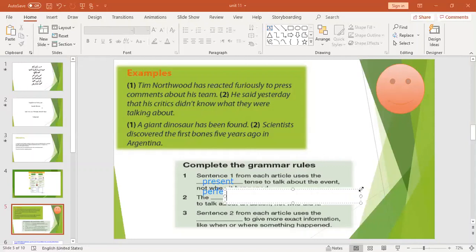If we move to the second rule, the passive form of the verb is used to talk about the action and not who did it. If we look at the second example, we notice that we are concerned about the dinosaur and the discovery of the dinosaur and not who did it. Maybe, as we just have said, it's known that scientists are the ones who discover.